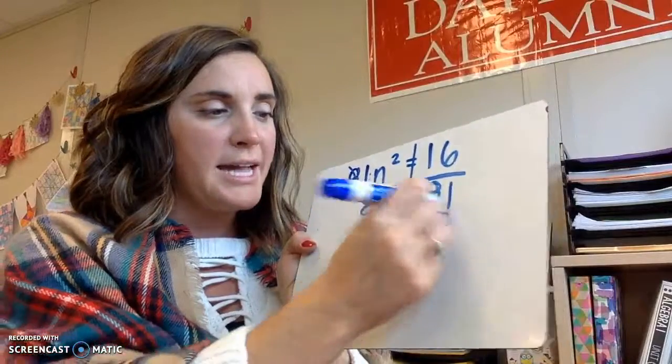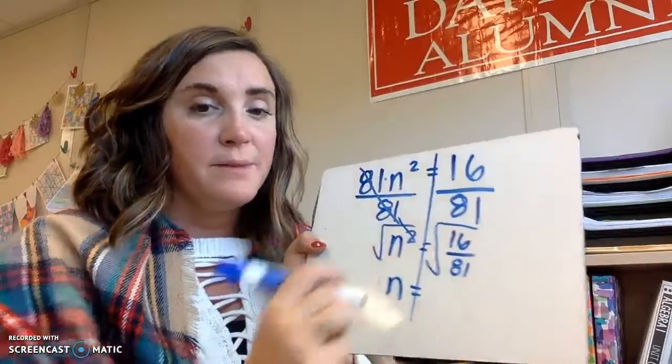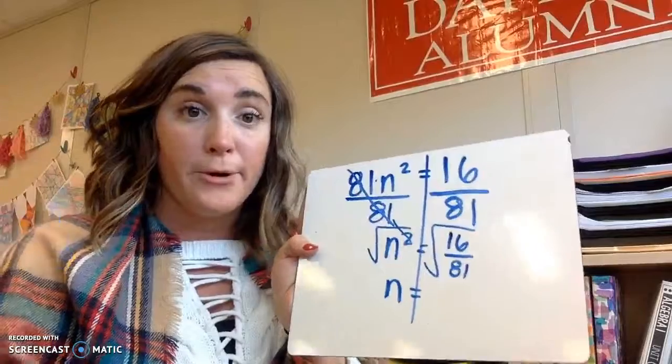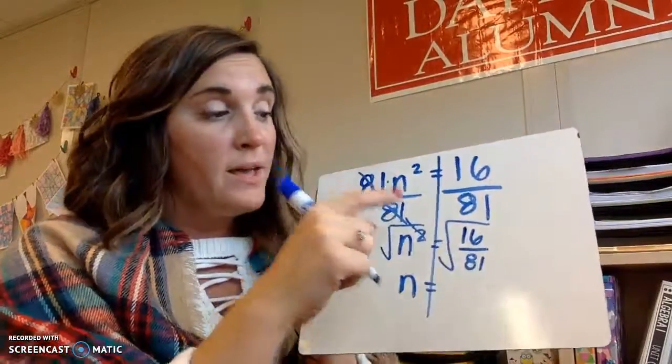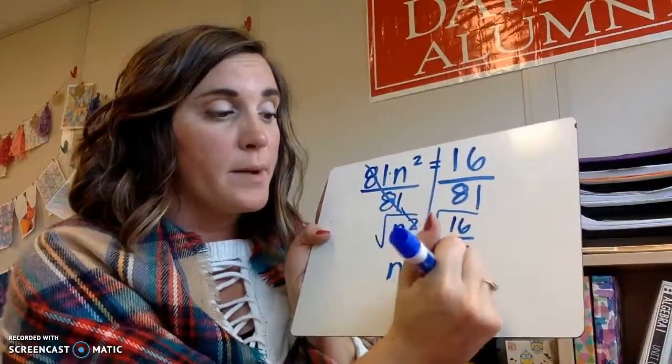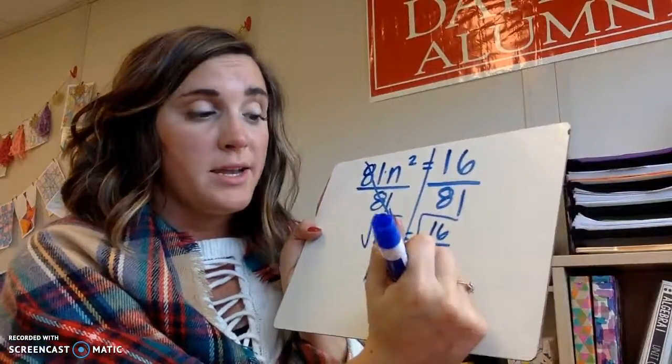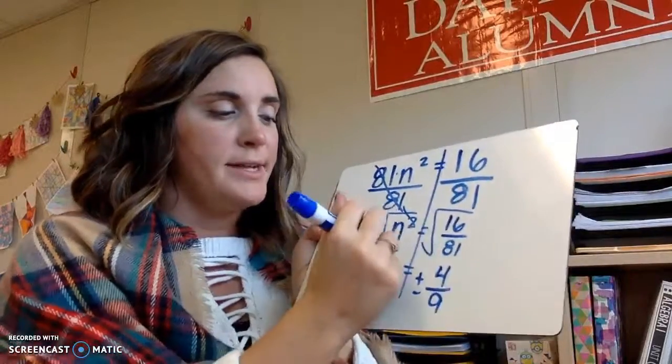Square root both sides. So that leaves me with n. That's what I want. I want to get the cat and the bird in their cages, away from me in the other room, whatever. The square root of 16 is 4. The square root of 81 is 9, plus or minus.